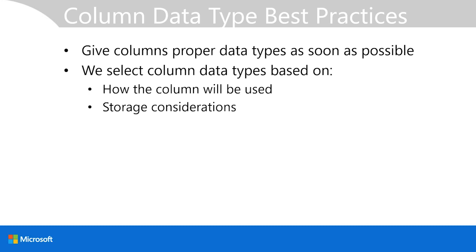We select the column data types based on how the column will be used. And we also want to consider storage considerations. We won't dive into the storage considerations too much right now because that's an intermediate to advanced level topic. But these are the things that are generally used to influence the type of data that you want to choose for a column.